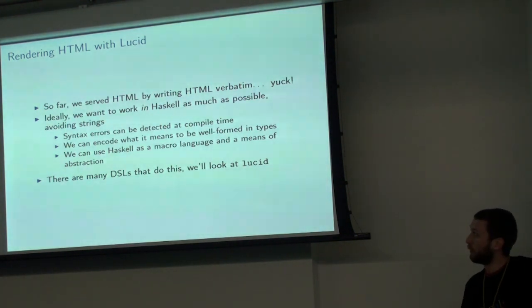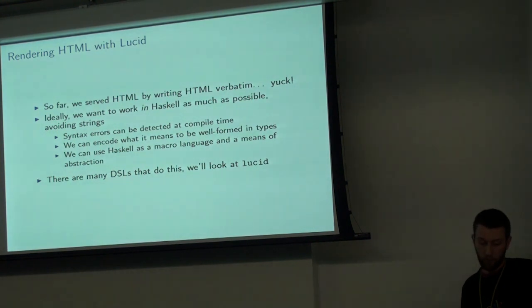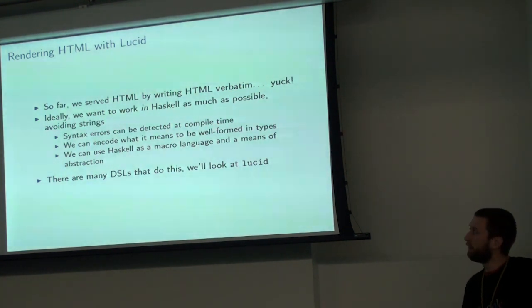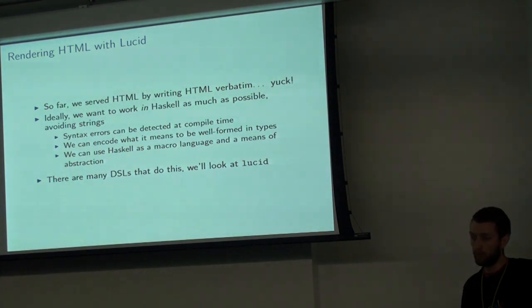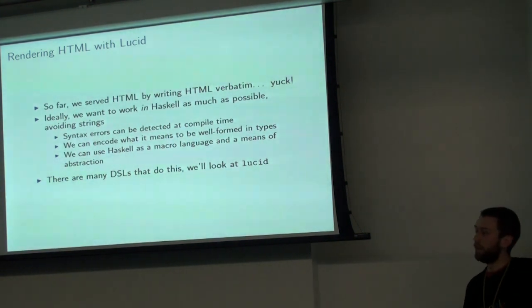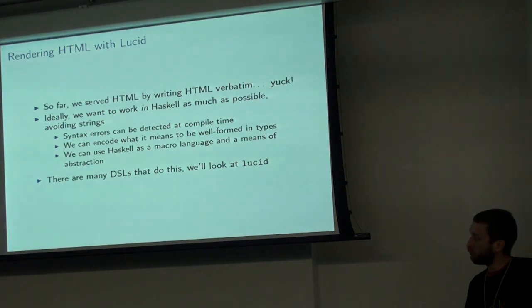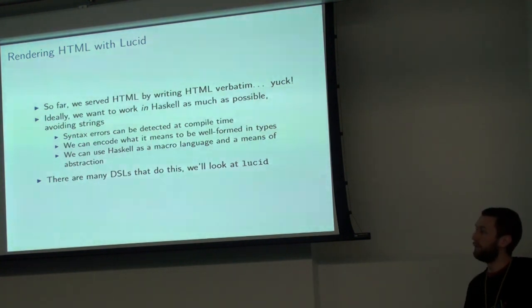And the reason we do this is for quite a few different reasons. First of all, syntax errors can be determined at compile time rather than at runtime. If we have a malformed HTML document, it simply won't compile because there will be syntax errors. We could also encode what it means to be well-formed in the type. So we can actually start to not only make sure that the syntax is correct, but that it semantically makes sense. And finally, we can also use Haskell as a kind of macro language to do templating and use it as a means of abstraction.